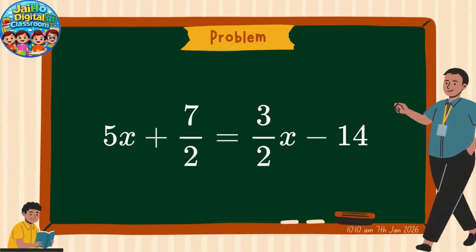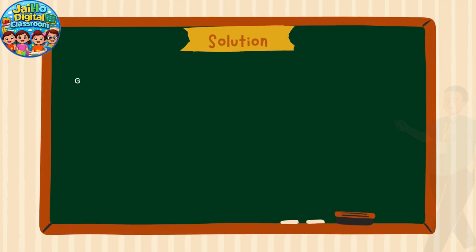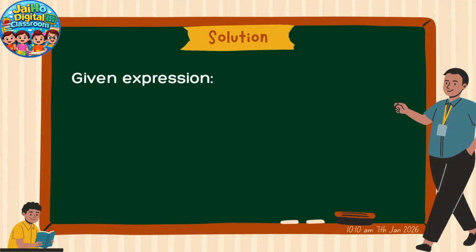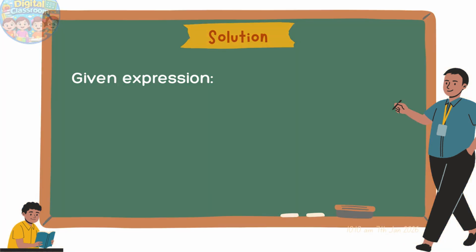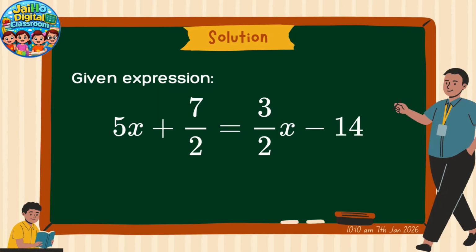The given equation is 5x plus 7 by 2 equals 3 by 2x minus 14.